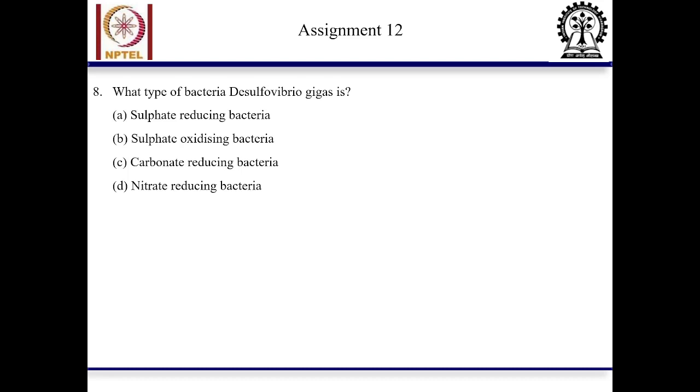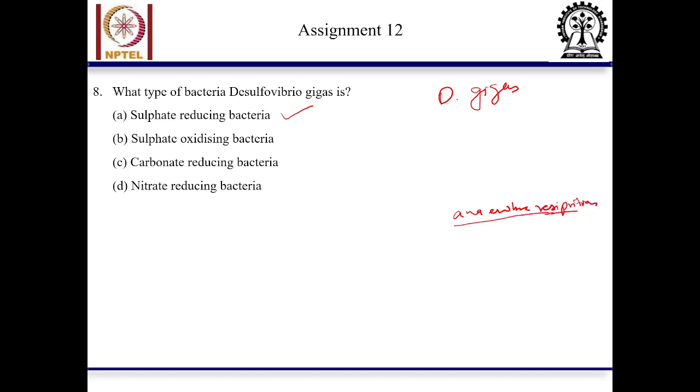Okay. So the answer is this is a kind of sulfate reducing bacteria. Desulfovibrio gigas, which is also called D. gigas, people used to write D gigas, is a sulfate reducing bacteria. So basically, it is a kind of bacteria that can perform anaerobic respiration.